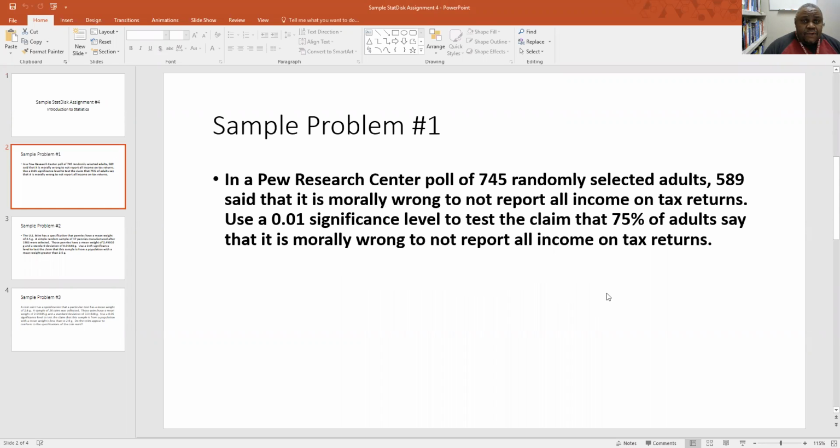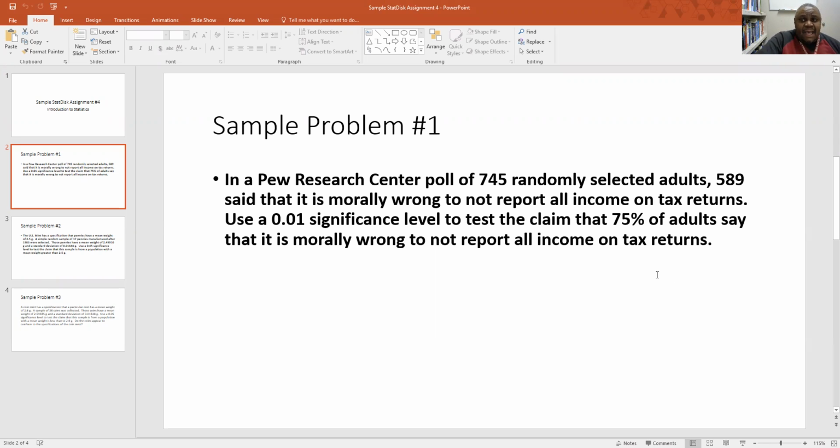In a Pew Research Center poll of 745 randomly selected adults, 589 said that it is morally wrong to not report all income on tax returns. Use a 0.01 significance level to test the claim that 75% of adults say that it is morally wrong to not report all income on tax returns.